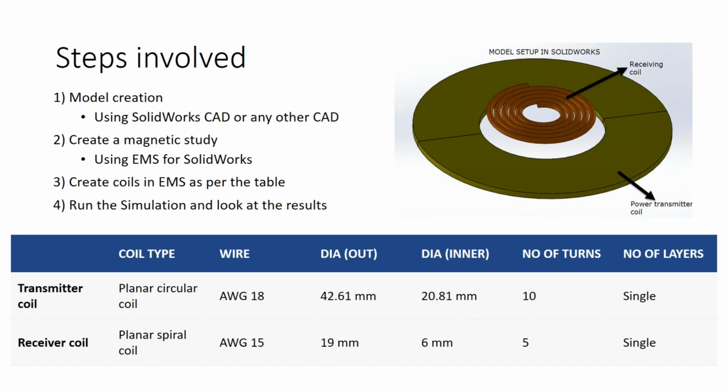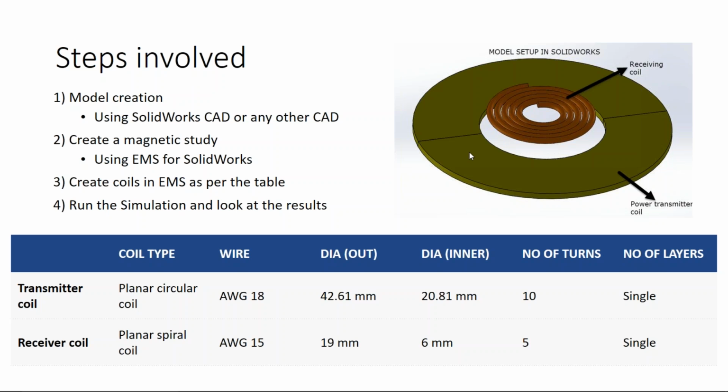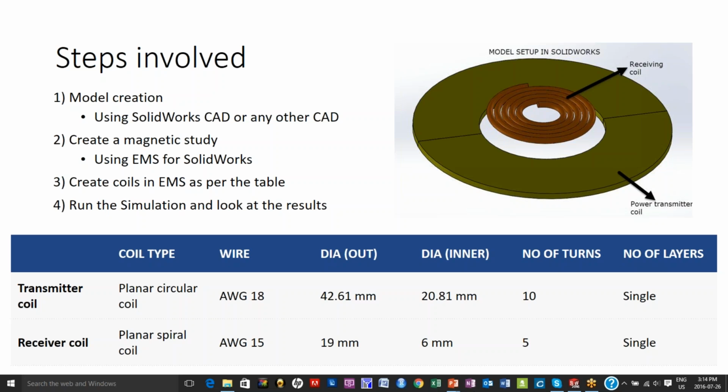Now the coils that we use for this particular simulation are going to follow these specifications. We're going to have a transmitter coil. That's going to be a planar circular coil of 18 wire gauge copper. It's going to have an outer diameter of 42 millimeters, inner diameter of 20.81 millimeters. It's going to have 10 turns of copper, and it's just going to be a single layer coil.